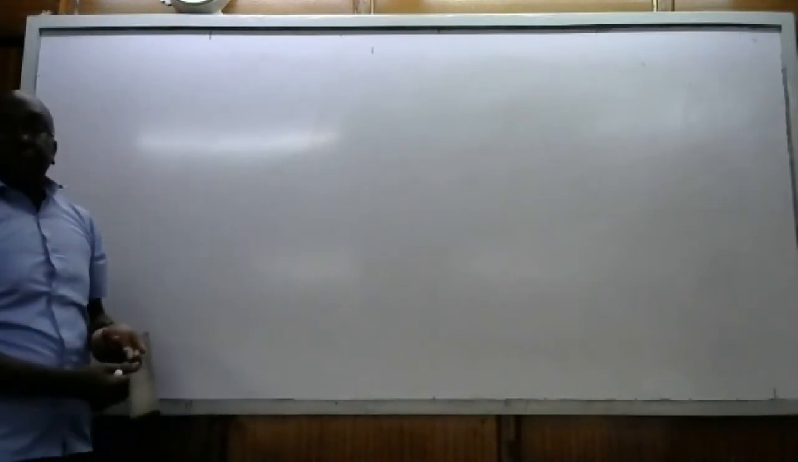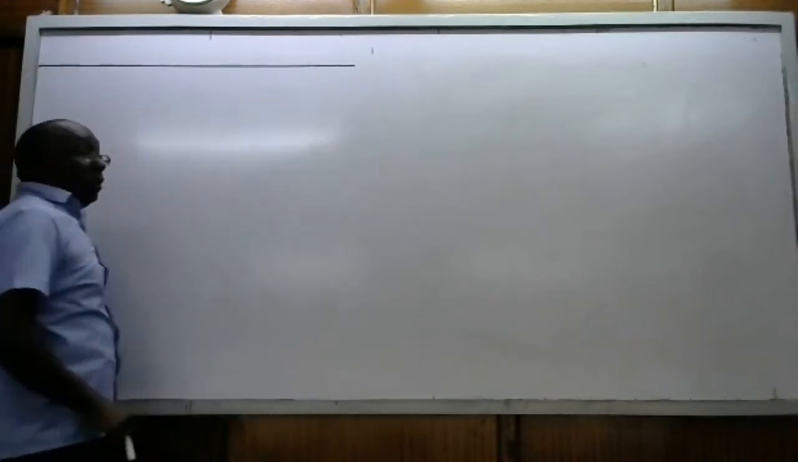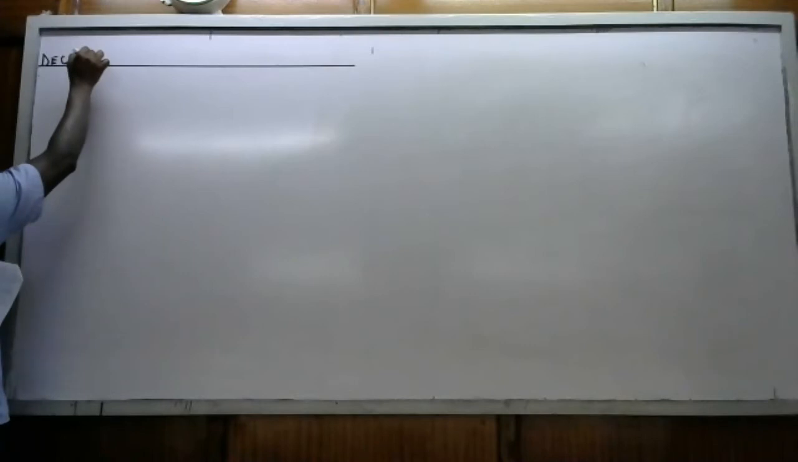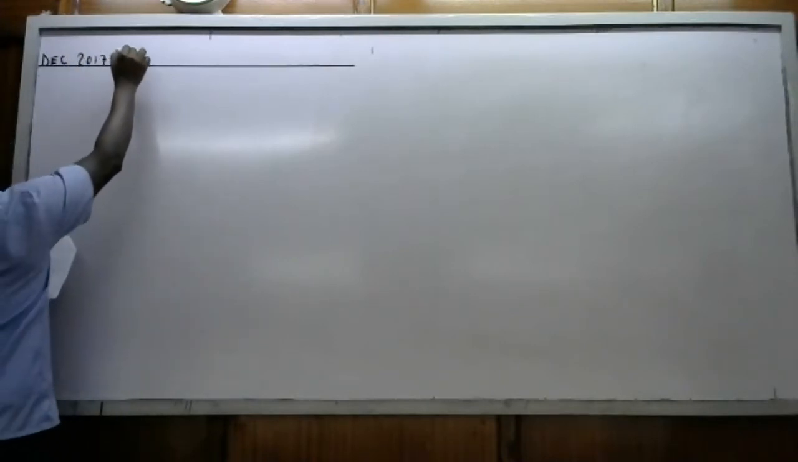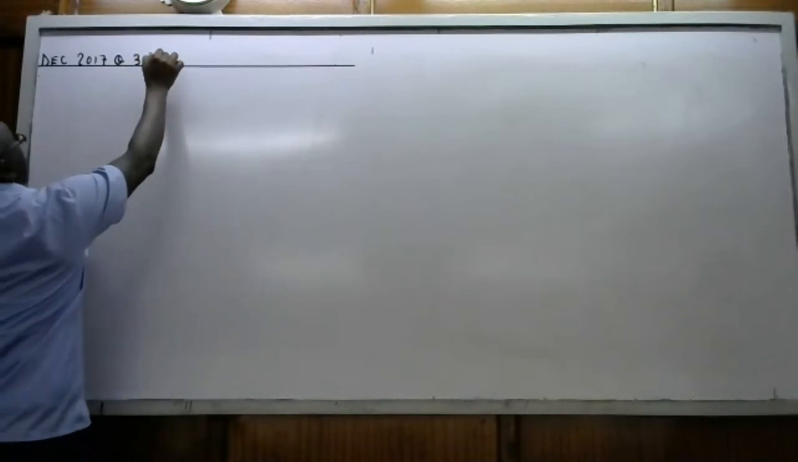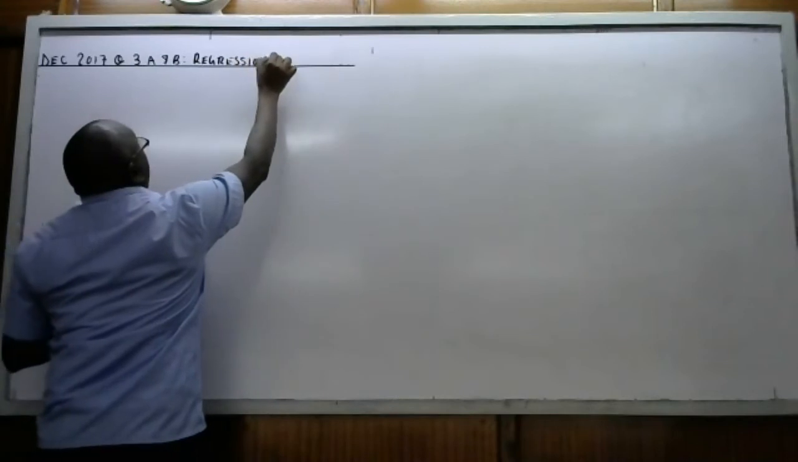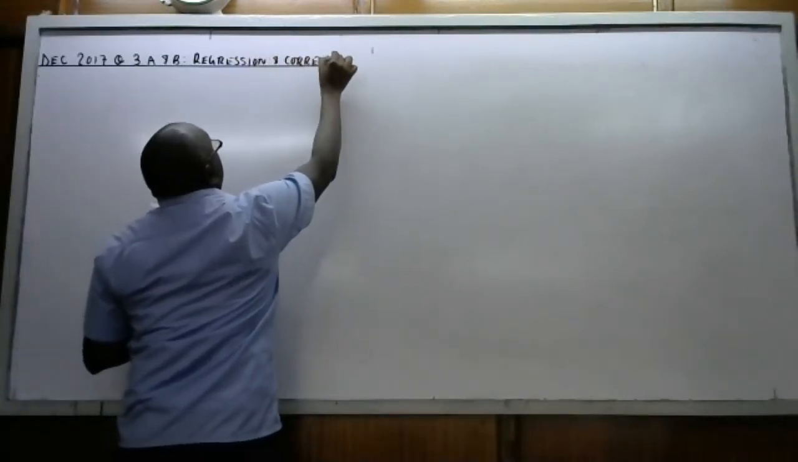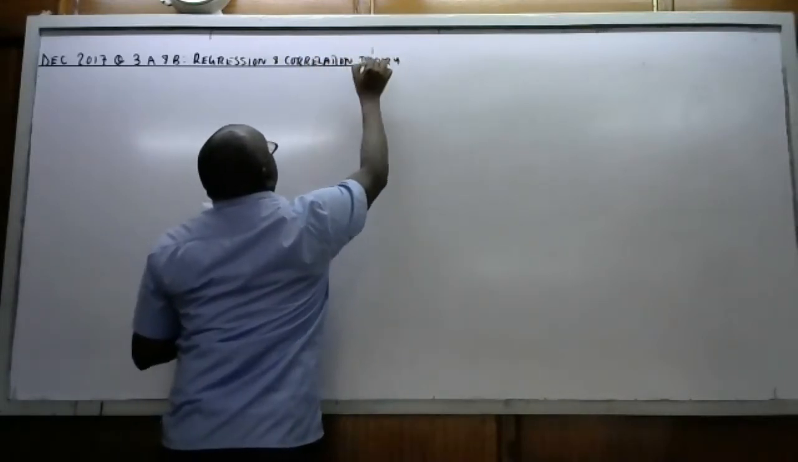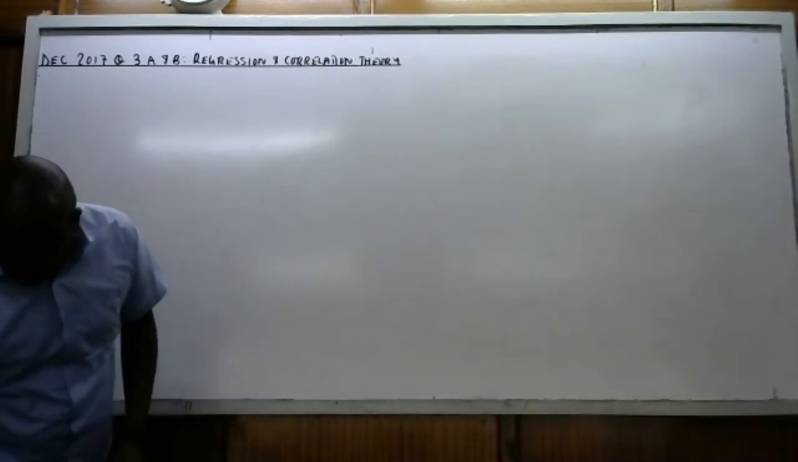so the next thing is December 2017, Question 3, A and B. Now these ones, they have come from regression and correlation theory. That is where they are coming from.